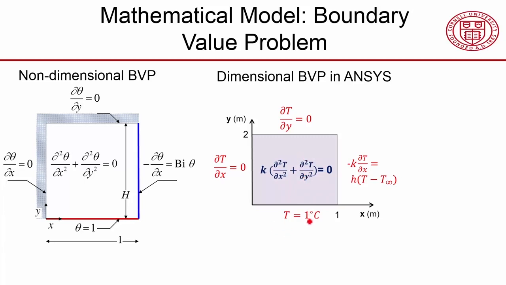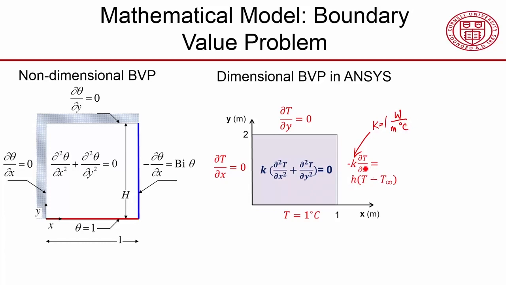This boundary is easy. I just set it to 1, just like over here. This boundary is easy. I just set insulated. So instead of d theta by dx, I'm setting dT/dx. Similarly over here. Okay, so there is a correspondence between that boundary condition and that boundary condition. Now this boundary condition is a little bit more tricky. So I will set k equal to 1, here I'll set k equal to 1 watts per meter per degree Celsius.